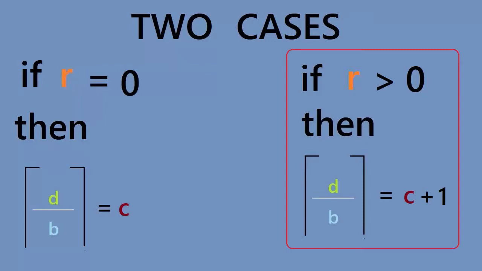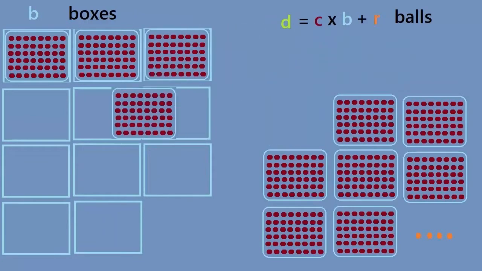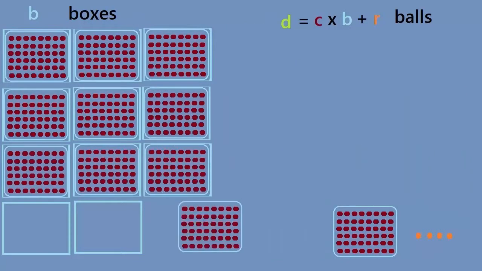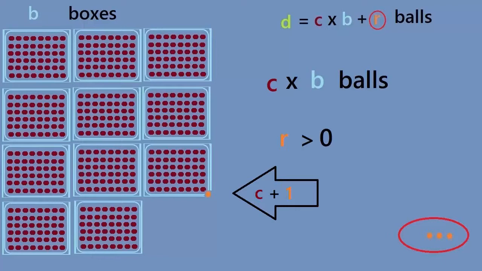Now we are going to prove the second one first. So let's apply the contradiction again. Every box would contain a maximum of c number of balls. So if we keep putting c number of balls in each of b boxes, we would get c times b number of balls in the boxes. But there is still r number of balls left. And since r is greater than 0, we would have to put at least 1 ball in a box and get our required box having c plus 1 number of balls.